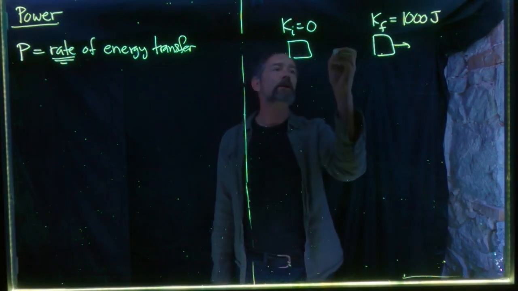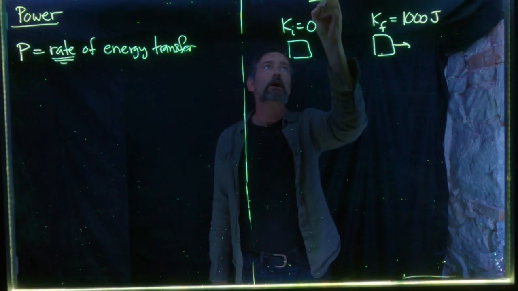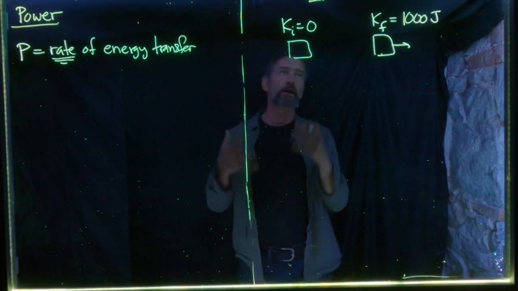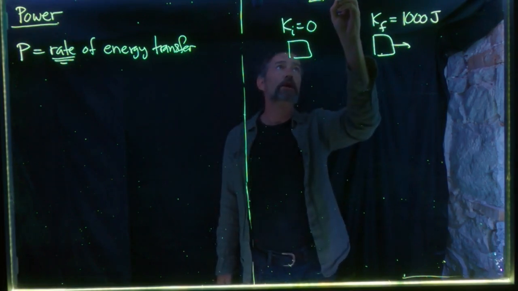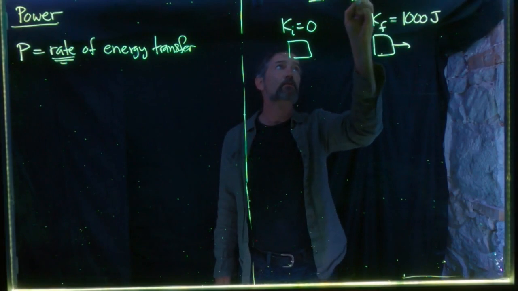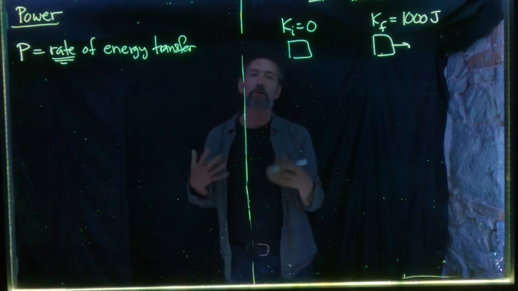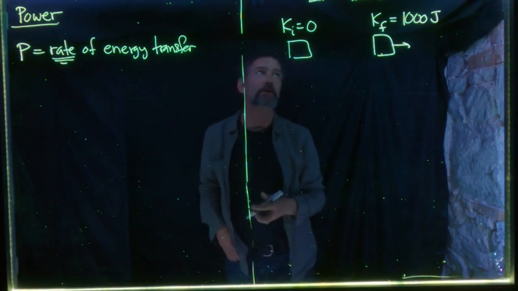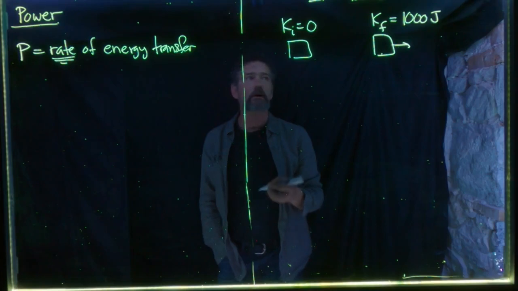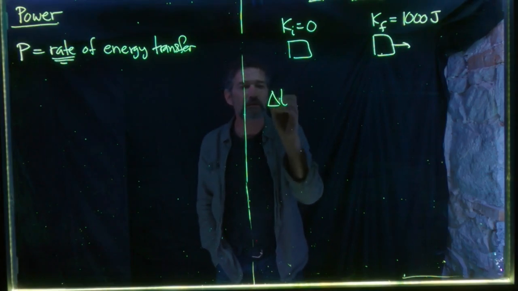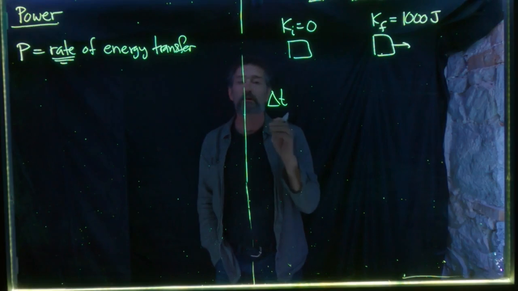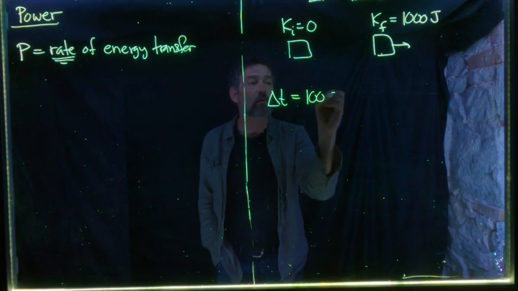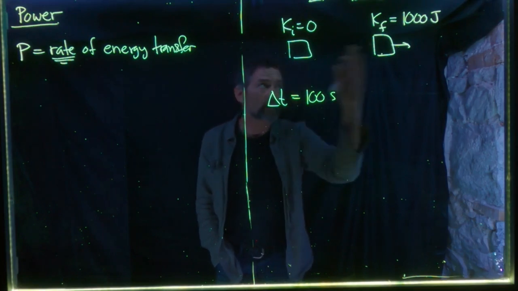So there has been a transfer of energy from chemical to kinetic, and the total amount of energy transferred, final minus initial, is 1,000 joules. That's how much chemical energy you need to transfer into kinetic energy to get the car going at highway speed. Now, let's suppose that the time taken for the transfer is long. So you've got a car that isn't very powerful, and let's say it takes 100 seconds for the car to get up to highway speed.